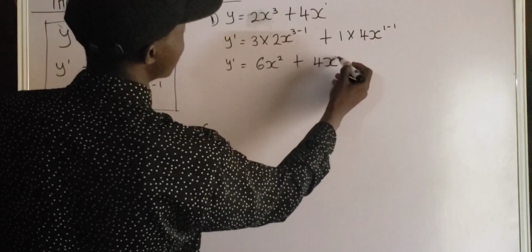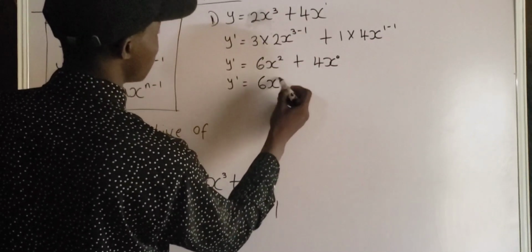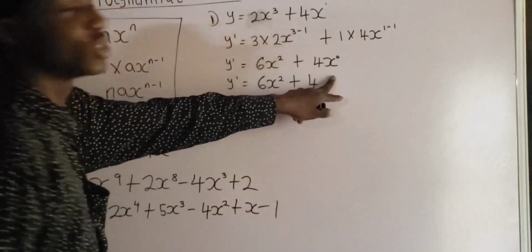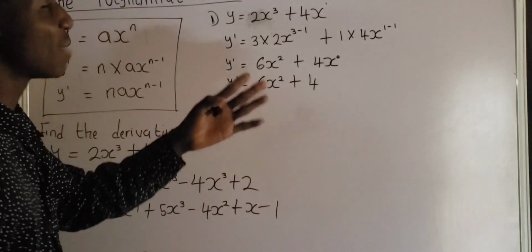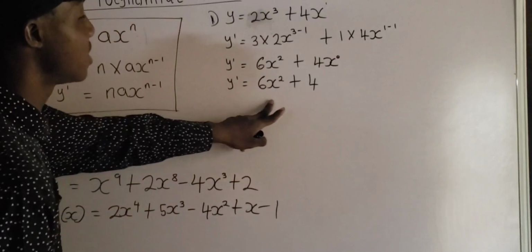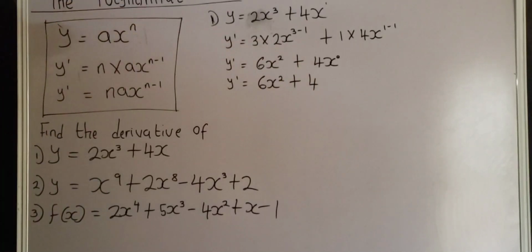Let me put it, x raised to the power of 0. Now the derivative of y is equal to 6x raised to the power of 2 plus 4, because x raised to the power of 0 is what? 1. So 4 multiplied by 1 is 4. That is why I had the derivative of y as 6x squared plus 4. So let us proceed to question number 2.